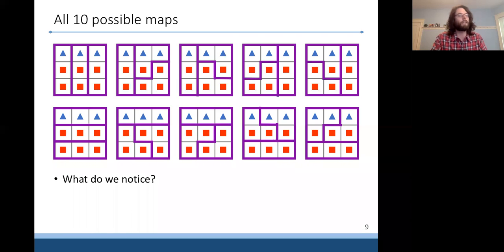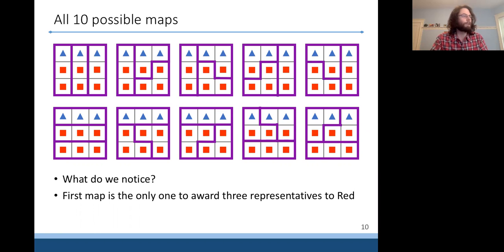So if we look at these 10 maps and we think about how many seats each party is going to win in each map, something we might notice fairly quickly, if you were to go and calculate each of them, is that the first map is the only one to award 3 representatives to the red party.